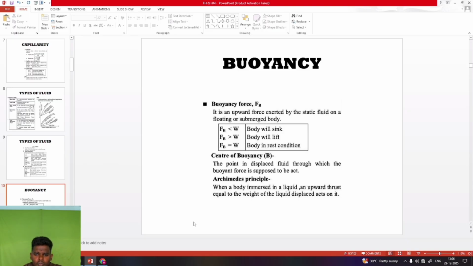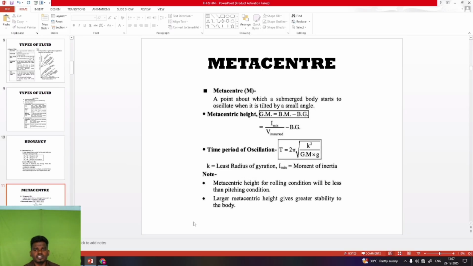Center of buoyancy: the point in the displaced fluid through which the buoyancy force is supposed to act. And Archimedes principle: when a body is immersed in a liquid, an upward thrust equal to the weight of the liquid displaced acts on it. And metacenter: a point about which a submerged body starts to oscillate when it is tilted by a small angle.